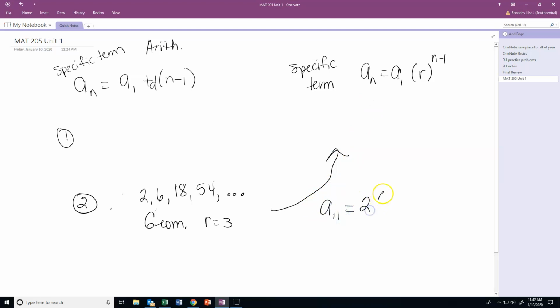So I would take the first term, multiply that by 3, and raise it to the 11 minus 1 power, which would be 2 times 3 to the 10th power. Now you cannot make that 6 to the 10th power. In order of operations, you have to evaluate the power before you multiply by 2. So if I put this in my calculator, I would end up with 118,098, and that would be the 11th term.